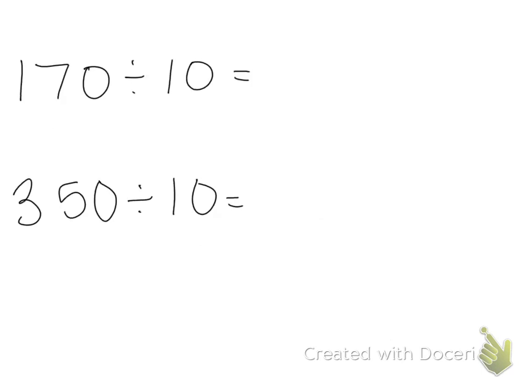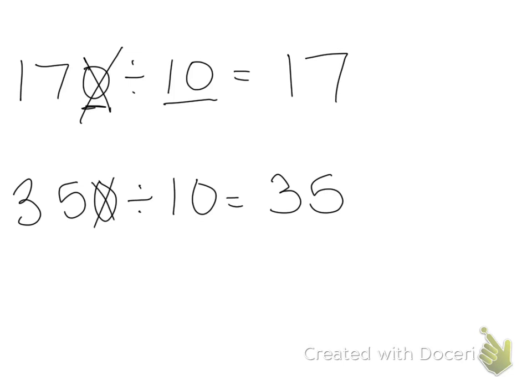Here we have 170 divided by 10. When I divide by 10, and the number I'm dividing ends in 0, my answer should be the first number with the 0 taken off. So 170 divided by 10 equals 17, and that's correct. What about 350 divided by 10? The answer should be 35, because if I take off the 0, the number would be 35.